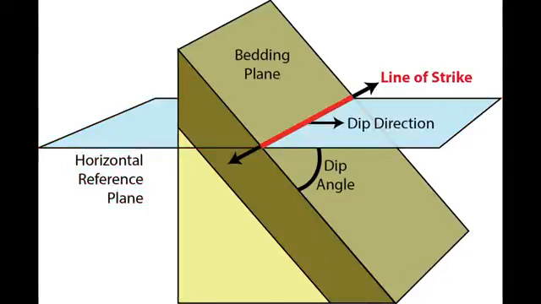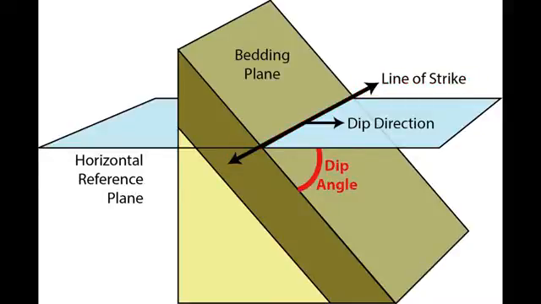Strike is the directional bearing of the intersection line between the plane being measured and the horizontal reference plane. Because it is a line, the bearing of strike can have two possible directions that are 180 degrees from each other. Both are correct. The full description of strike is the directional bearing in either azimuth or quadrant format.